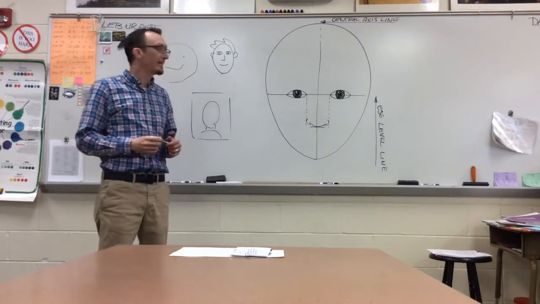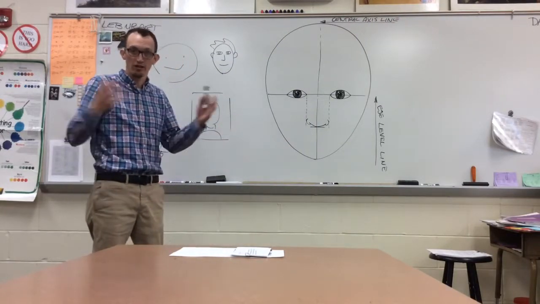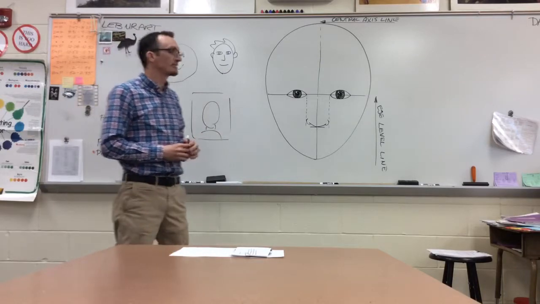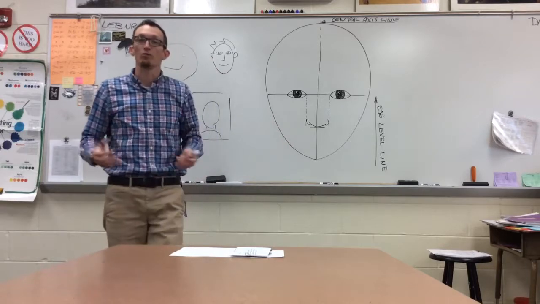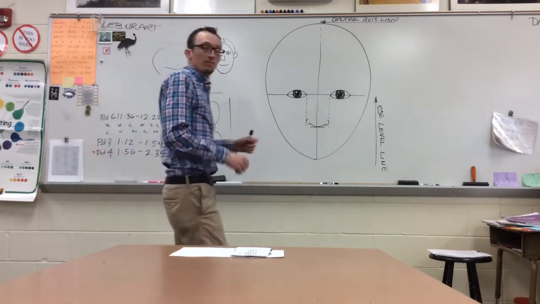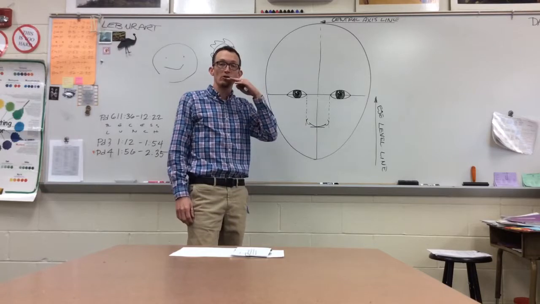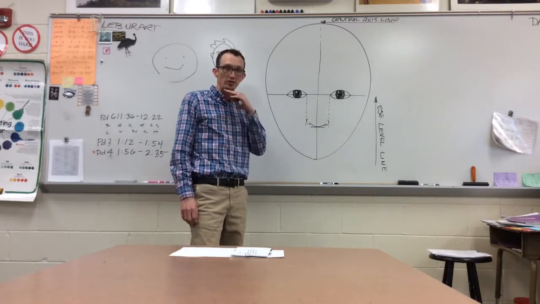Okay, let's go over the second half of drawing the generic person. Last time we were together, we did the eyes and we did the nose. Now we're going to move on to the mouth. Your mouth is about 1/3 of the way between your nose and your chin.